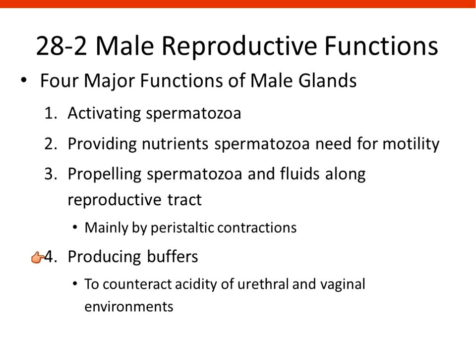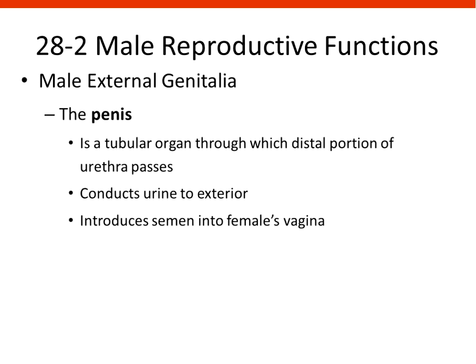And then, as we've talked about also, they produce buffers that will counteract the acidity of the vagina and even of the urethra that they're going through, because remember, urine passes through here as well. So we really want to buffer or protect these sperm from the acidic environment of both the urethra as they're traveling out of the male and the vagina as they're making their way to fertilize an egg, if one's hanging out up there.